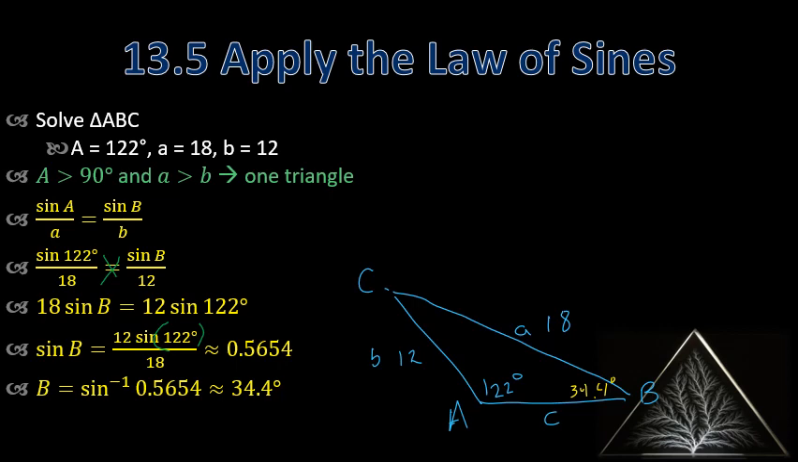Now I know two of my angles. I could find angle C. The three angles in a triangle add up to 180 degrees. So I go 180 minus the 34.4 minus the 122 gives me 23.6 degrees.